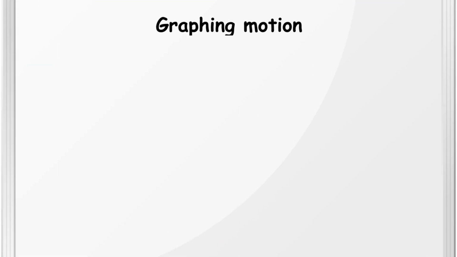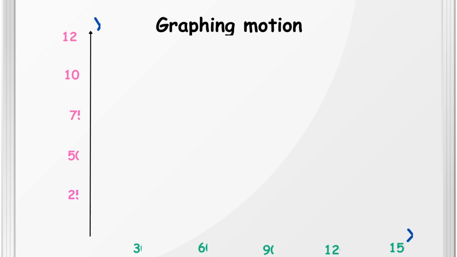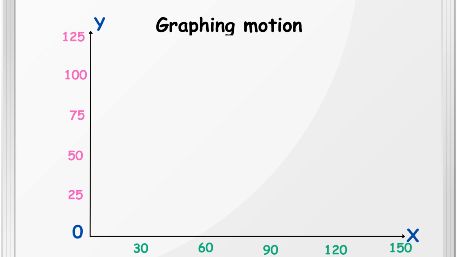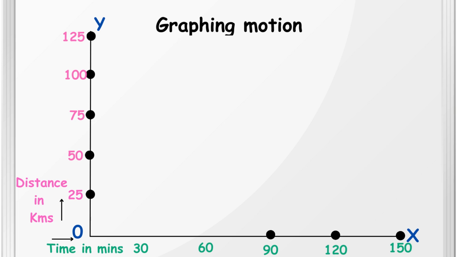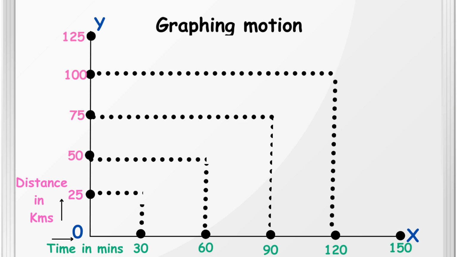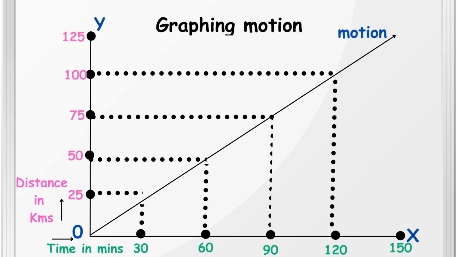Graphing motion. We can also graph the motion of an object using a distance-time graph. The x-axis represents time, while the y-axis represents distance. By plotting the distance traveled at different times, we can see how the object's motion changes over time. It is important to choose the right scales for the x and y axis based on the range of values for each quantity and the maximum part of the paper that can be used.